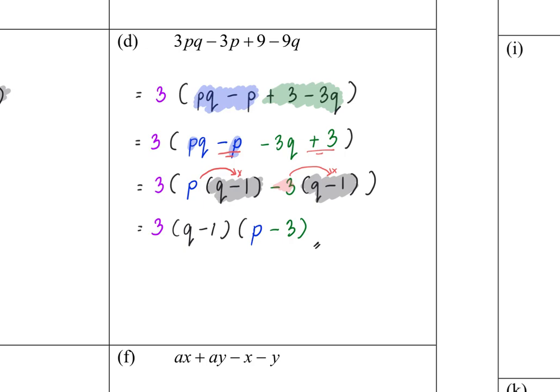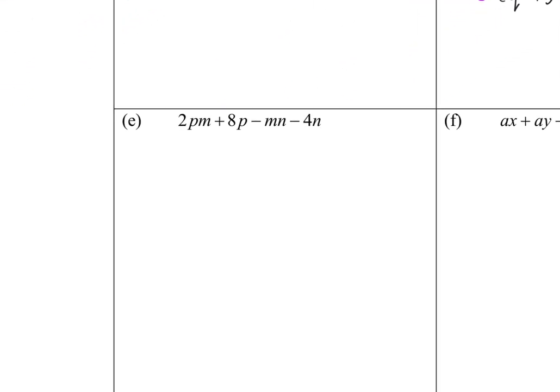Let's move on to part E. Part E is straightforward. So we would have 2p as the common factor, and I'm left with m plus 8 divided by 2 would be 4. I'm going to take out negative n as the common factor, and I'm left with m plus 4.